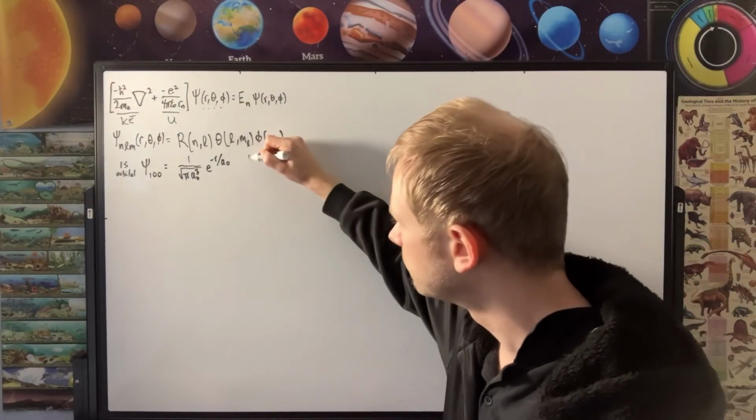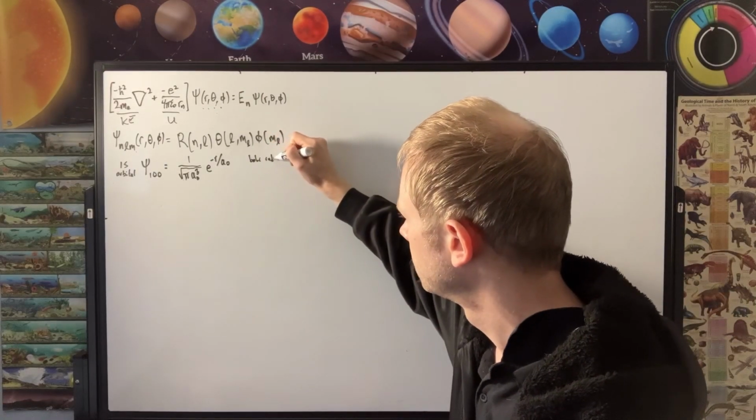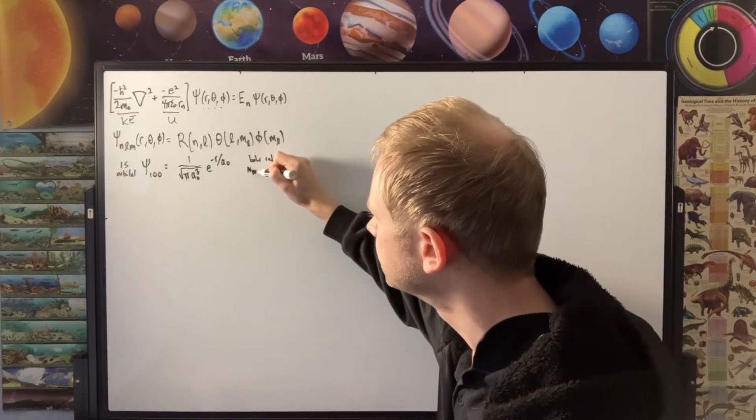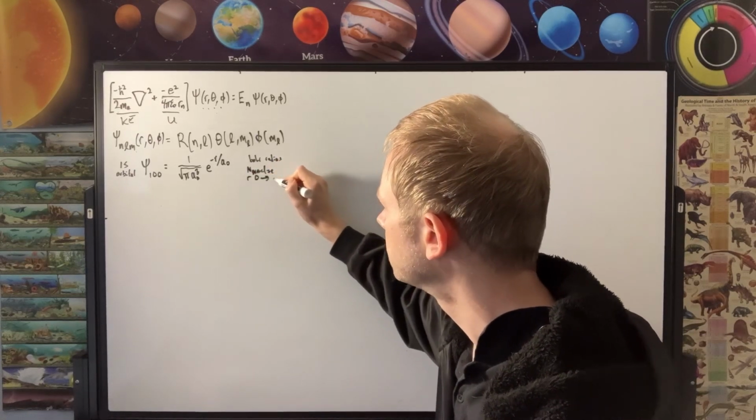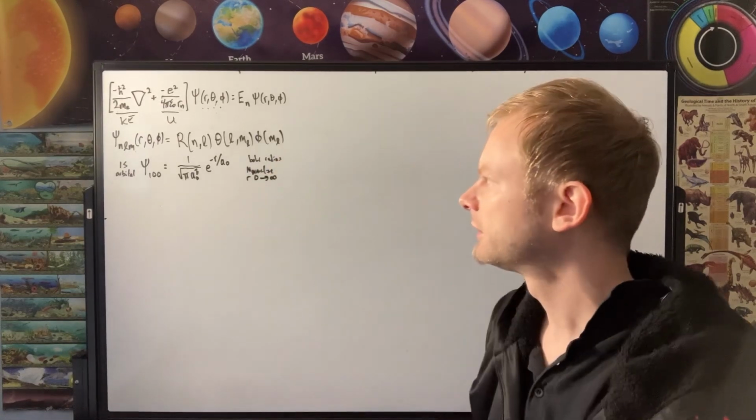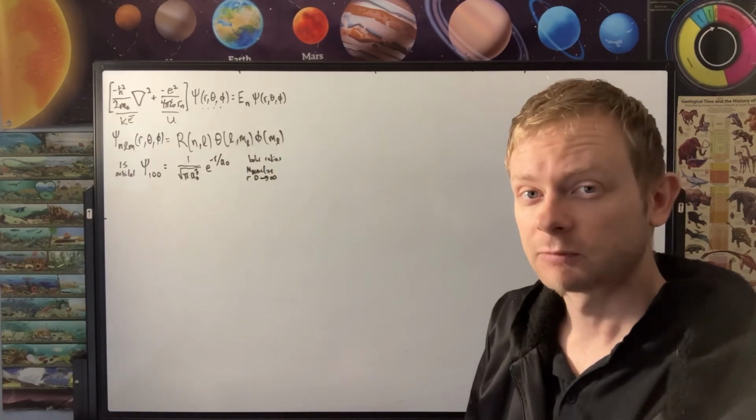a naught is the Bohr radius, and of course this was normalized from the radius r is 0 to infinity to make sure that the electron is going to be found somewhere in the universe.